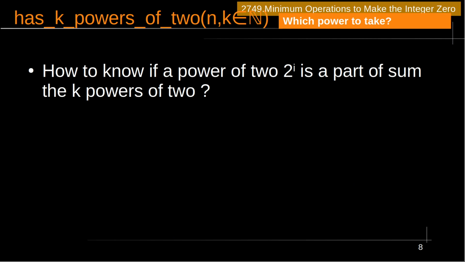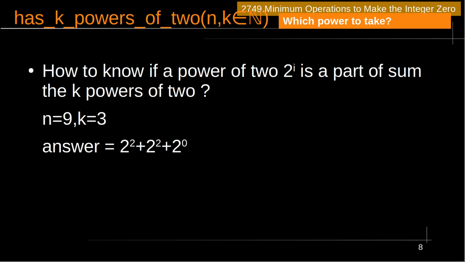How to know if a power of 2, for example 2 power i, is a part of the sum of the k powers of 2? This is the tricky part now. Let's take this example. n is equal to 9 and k is equal to 3. So you want to make 9 the sum of exactly 3 powers of 2. So we can say that 9 is equal to 2 power 2 plus 2 power 2 plus 2 power 0.